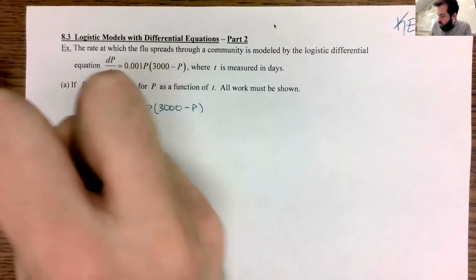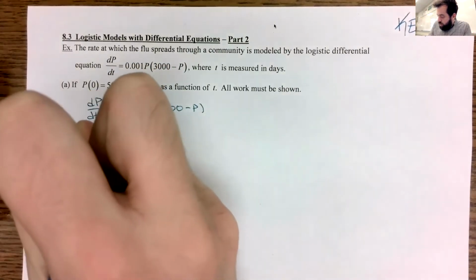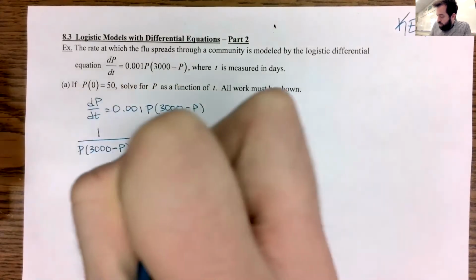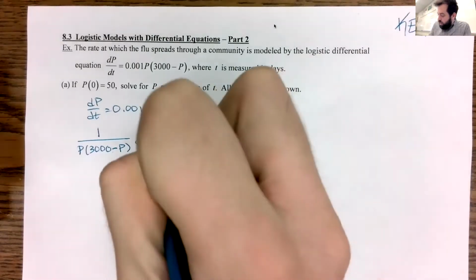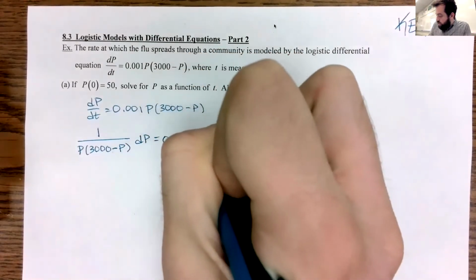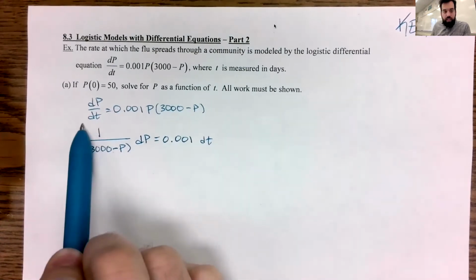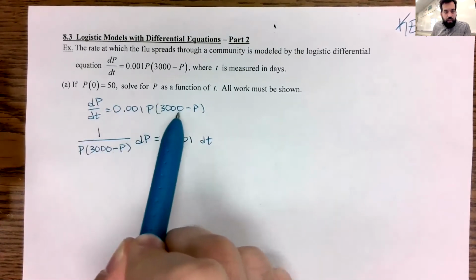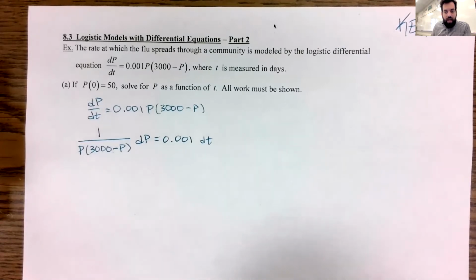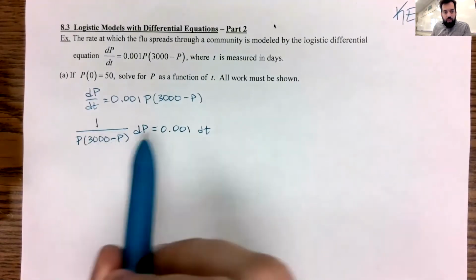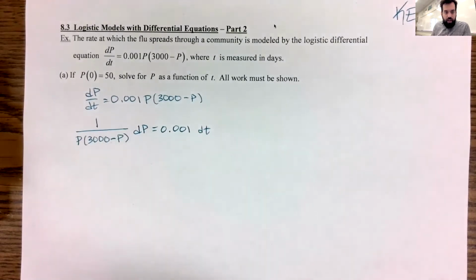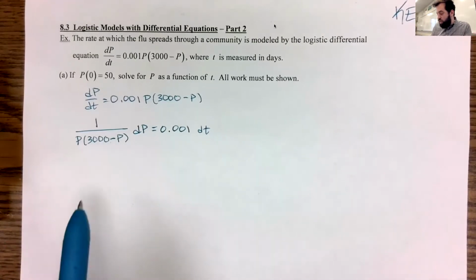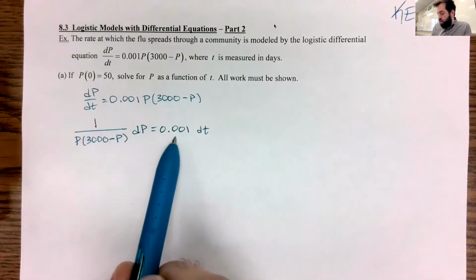So we're going to end up with 1 over P times (3000 minus P) dP equals 0.001 dt. So I moved the dt to the right side, moved the P and the 3000 minus P to the left side. Now, normally in a differential equation, we would integrate both sides, but this isn't really ready to be integrated yet. It's not going to work out well. The first thing I'm going to do might not be intuitive, but I'm telling you it's going to make the rest a lot easier: multiply both sides of our current equation by 3000.